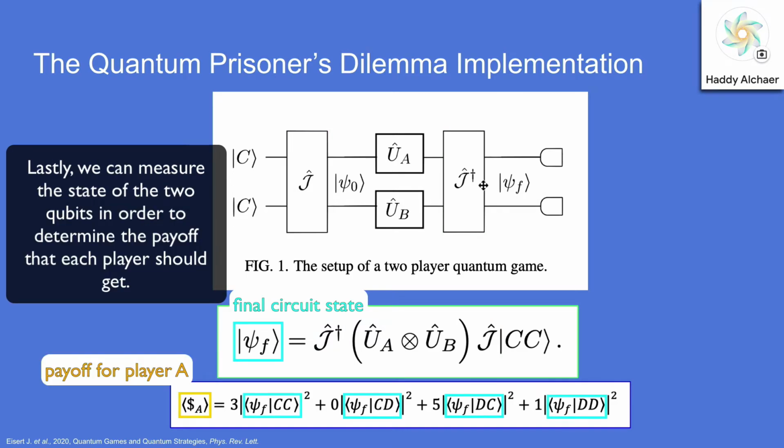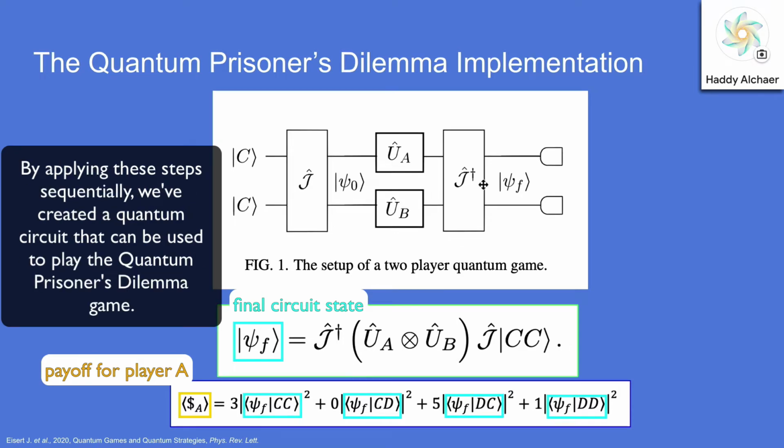Lastly, we can measure the state of the 2 qubits in order to determine the payoff that each player should get. By applying these steps sequentially, we've created a quantum circuit that can be used to play the Quantum Prisoner's Dilemma game.